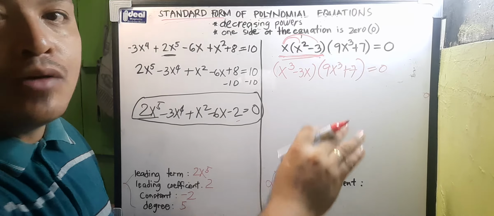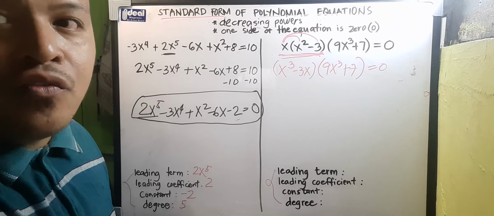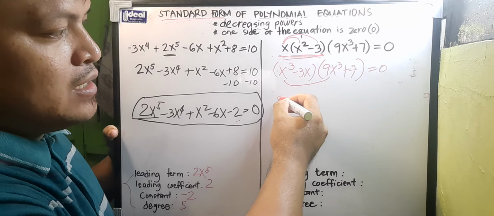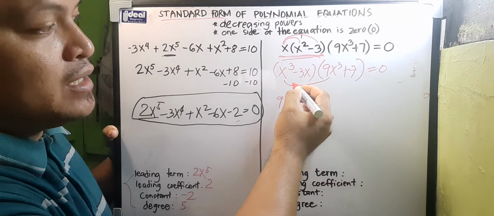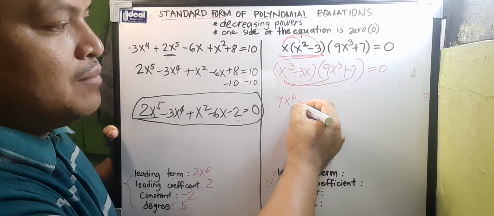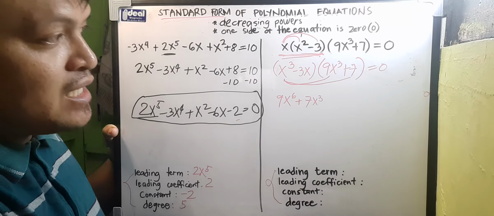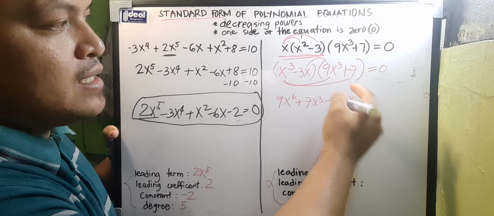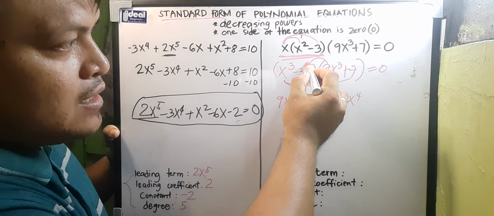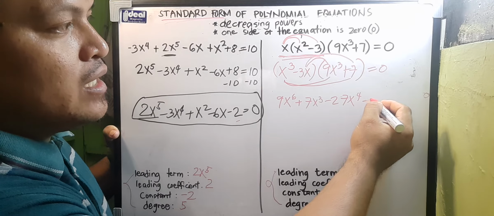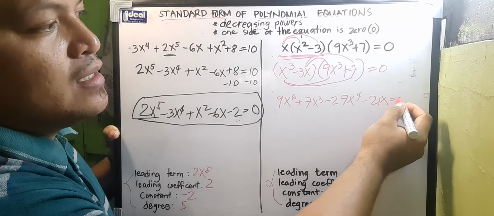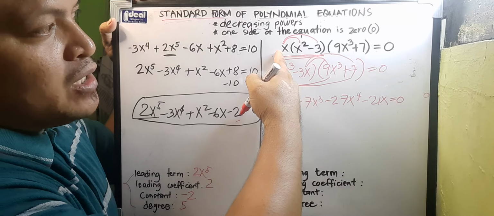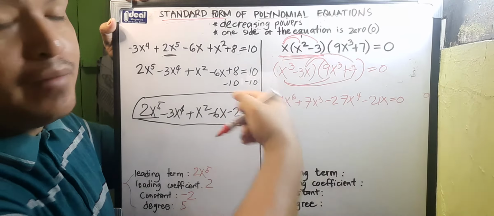So, familiar naman siguro kayo dito kung anong gagawin. Paano i-multiply ito. And we will apply the FOIL method. So, using FOIL method, first terms, that is equal to 9x raised to 6. Next is outer. So, that is equal to positive 7x cubed. Next is inner. That is equal to negative 27x raised to 4. And then last, negative 3x times 7, that is equal to negative 21x equals 0. So, this is now the result after multiplying these factors or this binomial and one monomial.